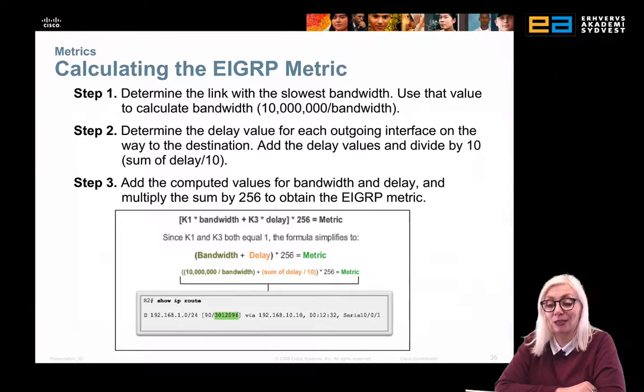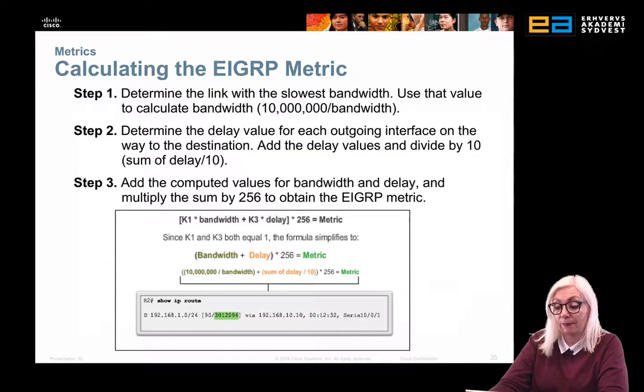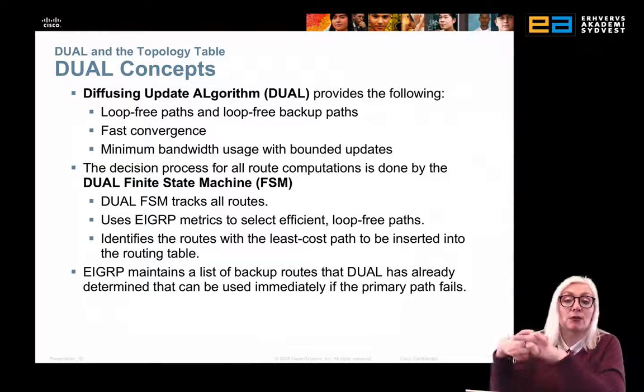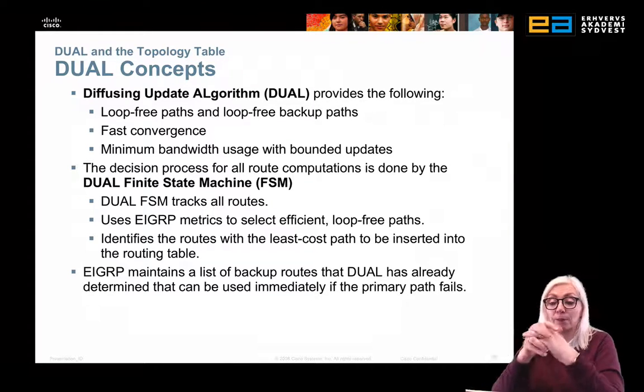And the metric, as you can see here, is a large number. Here it's 3012096, which is a huge number. So that is the metric when I've calculated it here by the standard method. And of course, it will always try to choose the one with the lowest metric.